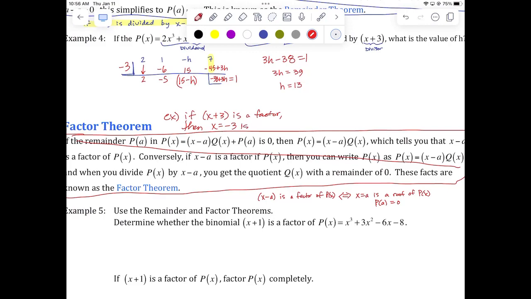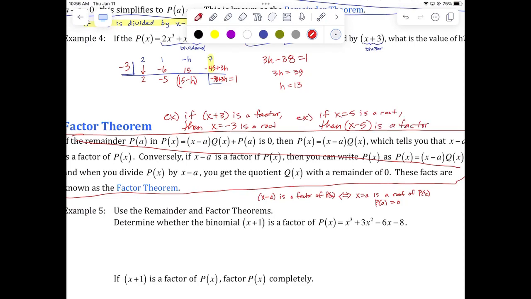Negative 3 is a root, or 0. Okay? Here's another example. If x minus 5 is a factor, or we could do it in reverse. Let's do it this way. If x equals 5 is a root, then what's the corresponding factor? X minus 5, I'll put in parentheses, is a factor.